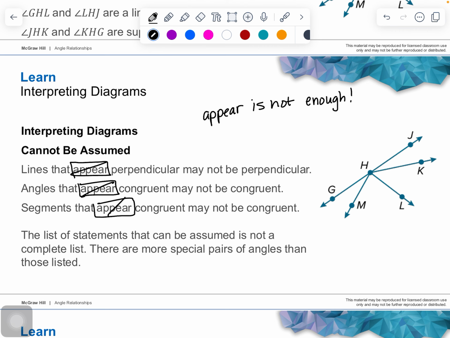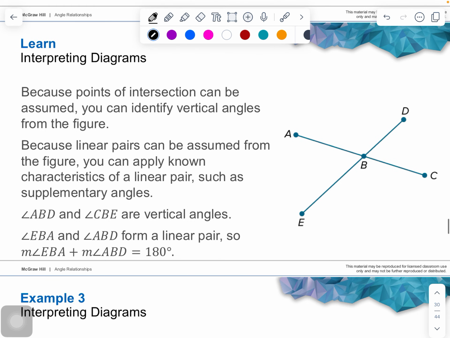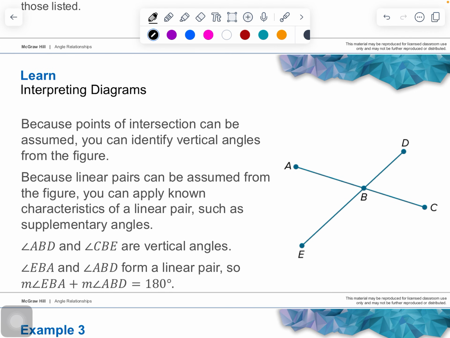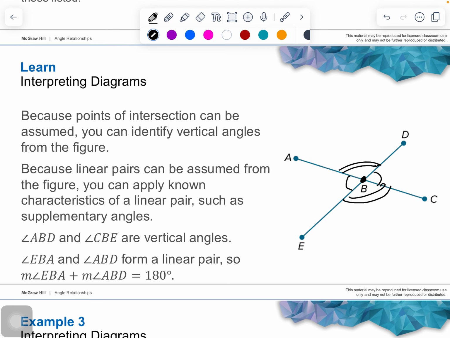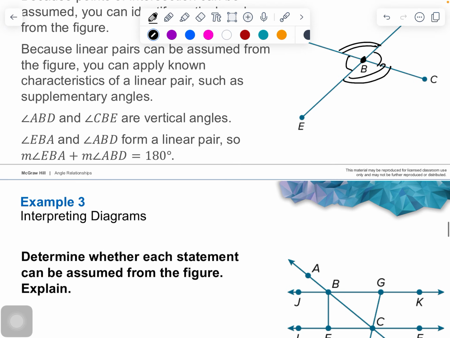All right, so let's try some. Because points of intersection can be assumed, you can identify vertical angles. So, because it shows that B is in the middle of these two, you can know vertical angles are equal. You can know that those are equal. You can know that these are equal. Always. That's an assumption you can make. Because linear pairs can be assumed, you can always apply those characteristics. You can always apply 180s. So to that list of assumed things, you could always add vertical angles and linear pairs.